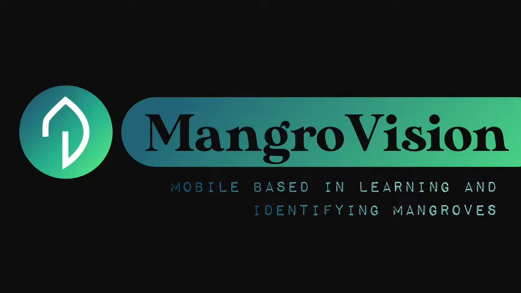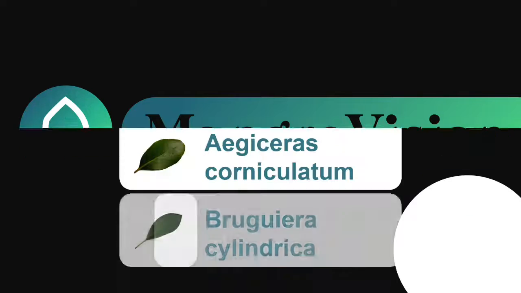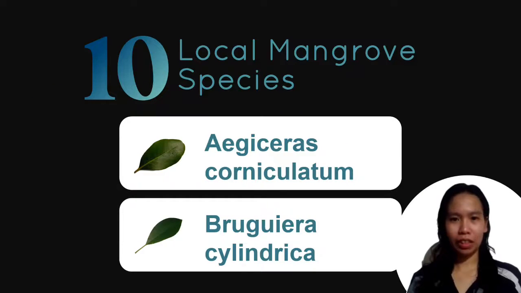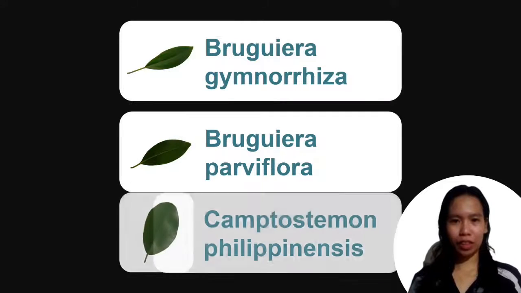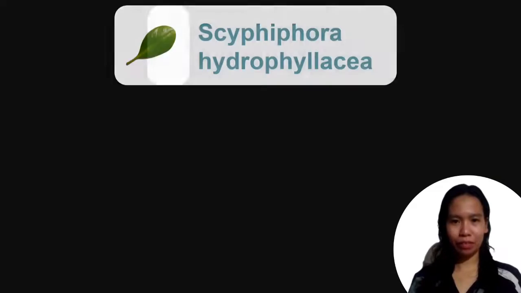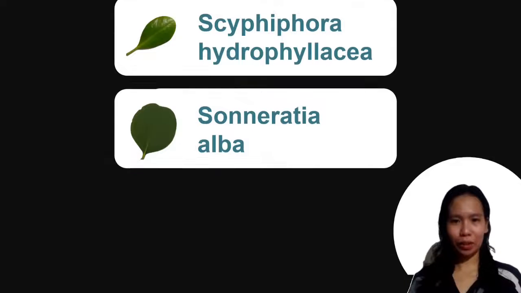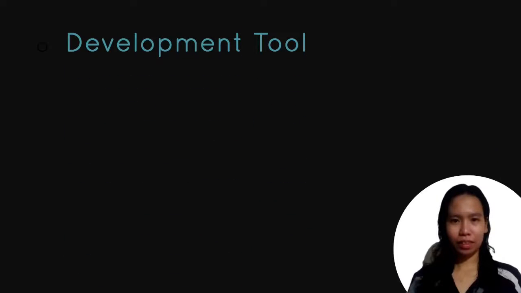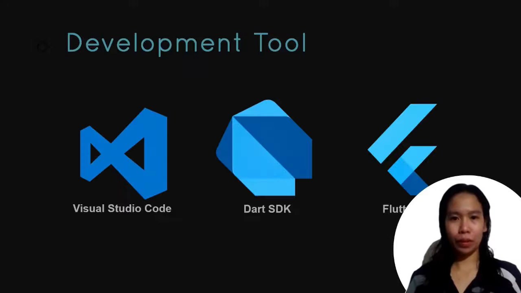MangroVision is a mobile application reinforced by a machine learning model, intended for learning and identifying 10 local mangrove species. It enables users to learn knowledgeable information about mangroves as well as identify different species by taking a sample photo of a specific mangrove leaf on a plain white background. For the development tools, we used Visual Studio Code, using the Dart programming language with the Flutter framework.